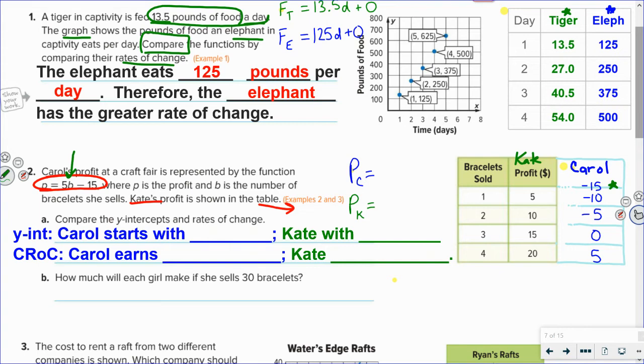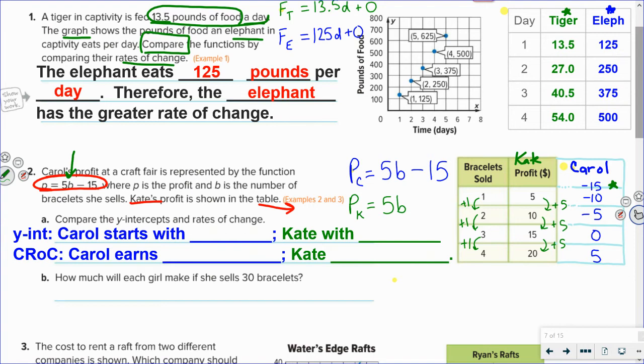Some of you might prefer equations. Now, they already gave us Carol's equation, 5 times B bracelets, subtract 15. Let's take a look at the table and take a look at Kate. Kate does appear to go up $5 every bracelet. Okay, but wait a second, Mr. Cowan. Does she have a starting value? Does she start in debt, just like Carol did?